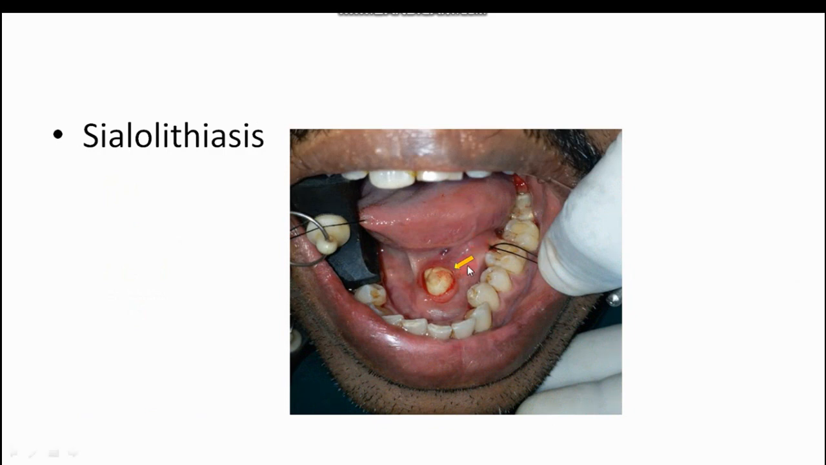The submandibular gland secretes saliva through the submandibular duct. Sometimes the content of the saliva changes to such an extent that calcification starts, which causes obstruction of this duct. This is sialolithiasis, and it can be examined through sonography.